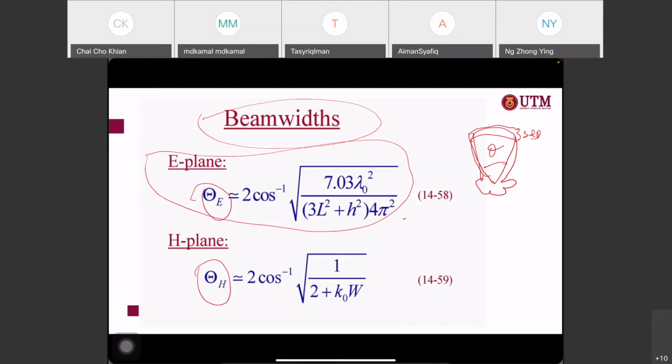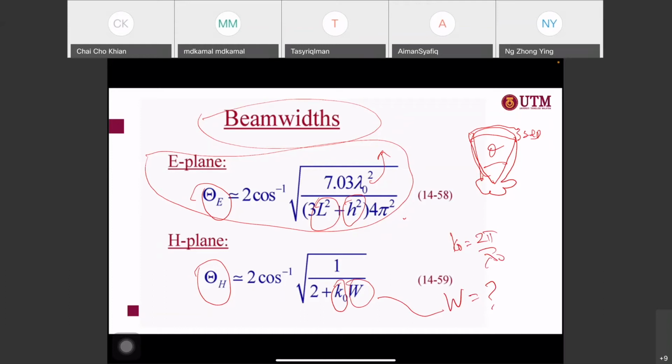This L is the dimension of your patch. H is your substrate thickness. Lambda naught is your wavelength. Pi is your pi value. And this one is the wave number, k naught, which is 2 pi over lambda naught. And this is W, the width. If you know all these values, you can find theta E and theta H.